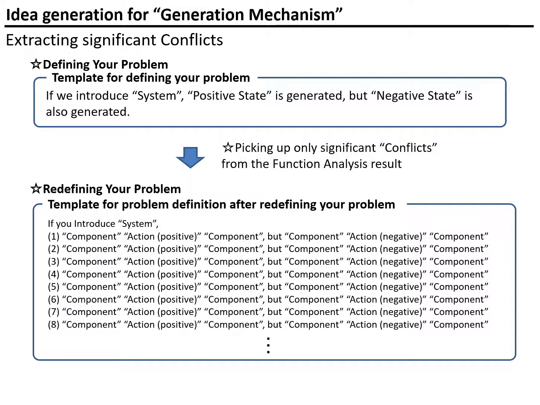Then let me use the template. This is the first definition of the problem. If we introduce system, positive state is generated, but negative state is also generated. Then you may pick up only significant conflicts from the function analysis results. So you could rephrase this template like this: if you introduce system, component, action, component, but component, action, component, and so on. So it is a combination of smaller conflicts.